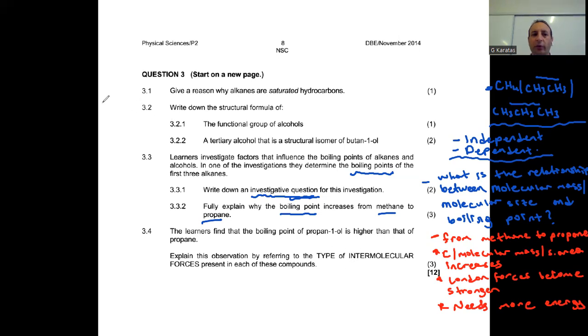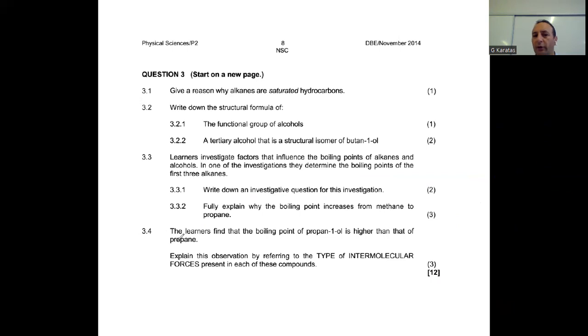That is question 3.3. When we come to the last question, 3.4, the learners find that the boiling point of propan-1-ol is higher than that of propane. Explain this observation by referring to the type of intermolecular forces present in each of these compounds. Propan-1-ol is an alcohol. Let's say this is compound A. Propan-1-ol is an alcohol and forms hydrogen bonds.